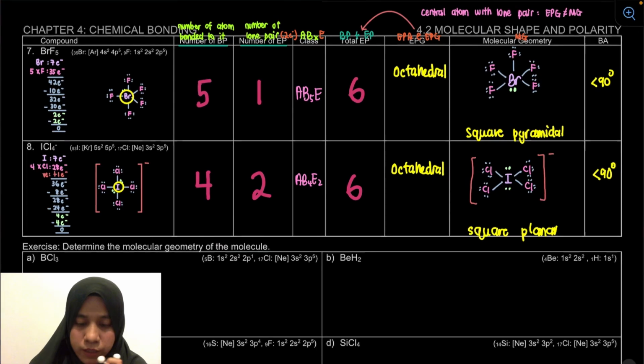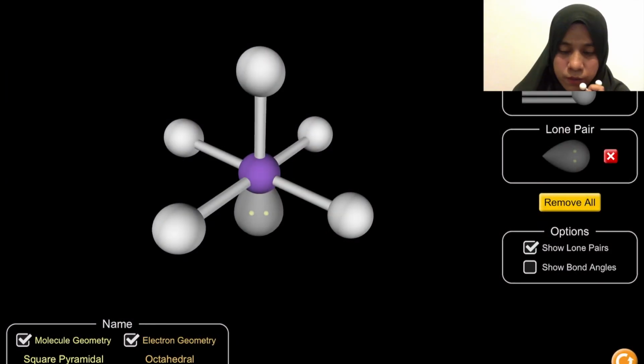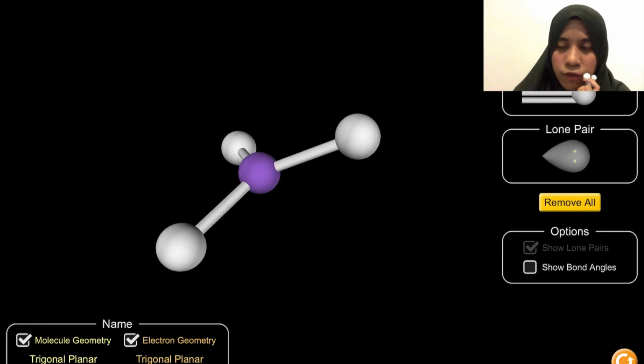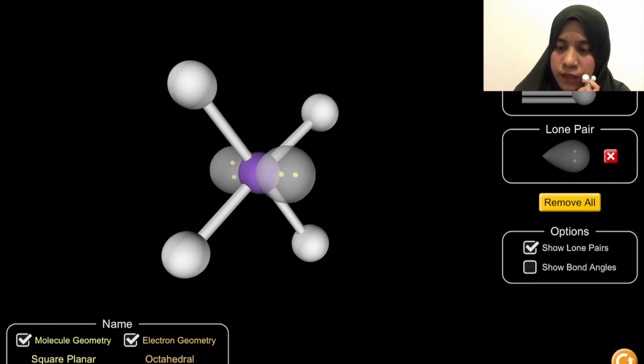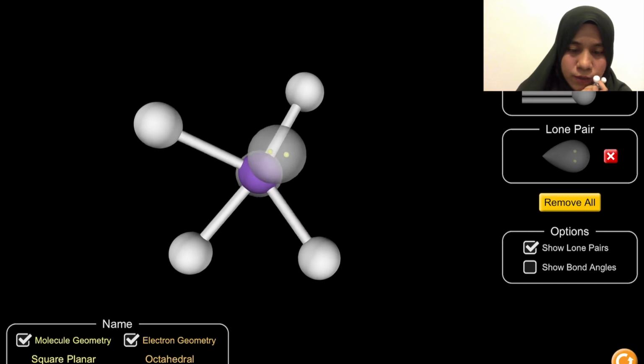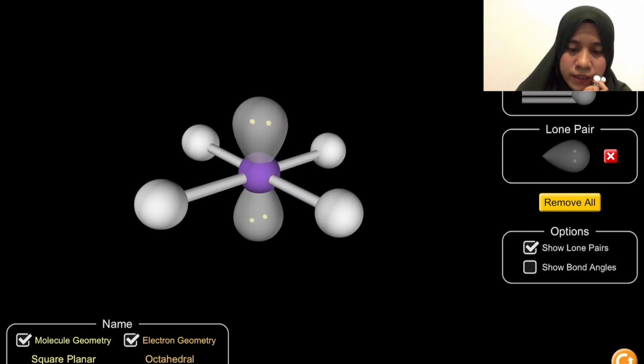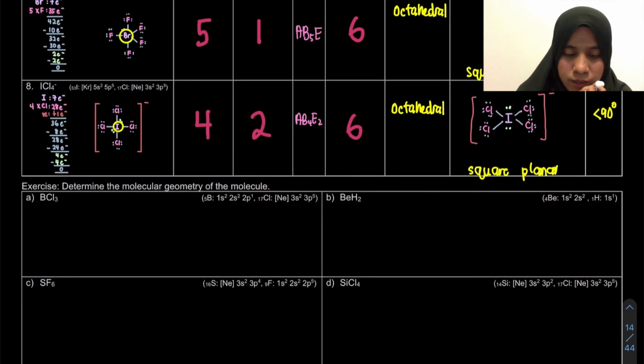Okay, so, kita tengok website tadi. So, maknanya remove all. ICl₄⁻ ada 4 bonding pair. Ada 2 lone pair. So, kita tengok. So, dia memang jadi square planar lah. Memang plane. Dia macam ni. Ni macam ni drawing kita kan. Okay, electron geometry is octahedral. The molecular geometry is square planar. So that's the last one that we learn. Banyak kan? It's a lot.